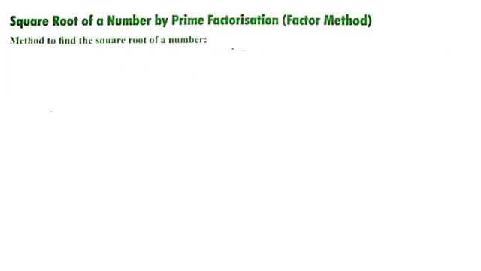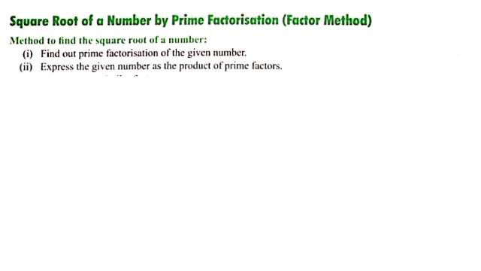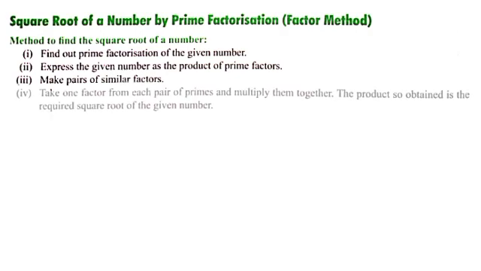Square root of a number by prime factorization or factor method. Method to find the square root of a number. Find out the prime factorization of the given number. Express the given number as the product of prime numbers. Make pairs of similar factors and take one factor from each pair of primes and multiply them together, and the product so obtained is the required square root of the given number.